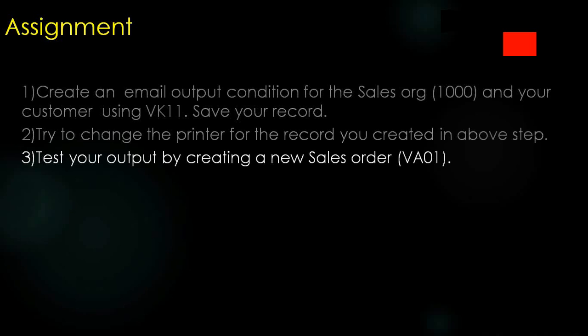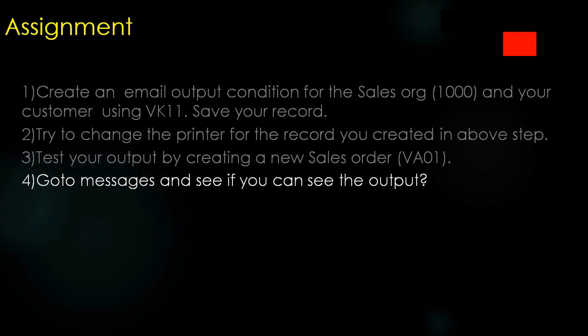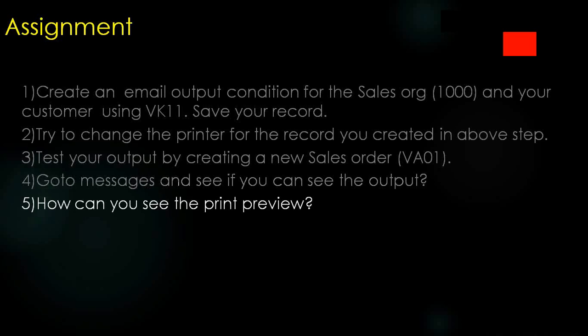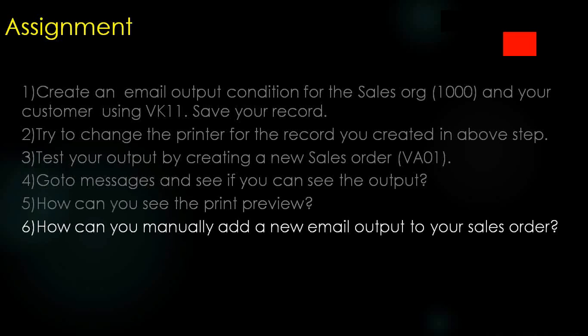So just try that. Test your output by creating a new sales order. Okay, you need to test it, but make sure you check the incompletion log. If your document is incomplete, you won't see anything in the output. Go to messages and see if you can see the output. How can you see the print preview? So just check the print preview. And how can you manually add a new email output to the sales order? Again, as I was showing, it was showing the error, but we can change the customizing. It will allow you, and we'll talk about this one later on.